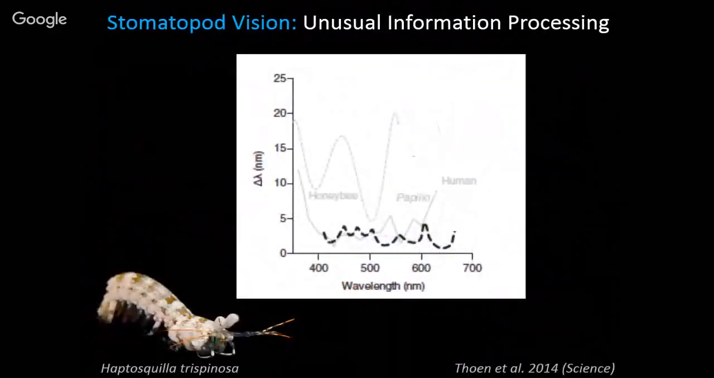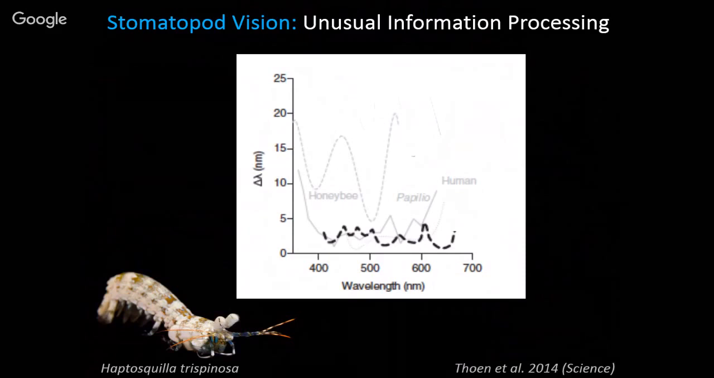So what's going on in stomatopods? Like I said, for a long time, there was this idea that if they were integrating and processing information the same way that we were, they should see exponentially more colors than we can detect. The first person to really test this was a friend of mine, Hannah Thoen, at the University of Queensland in Australia. And she did a series of behavioral tests.